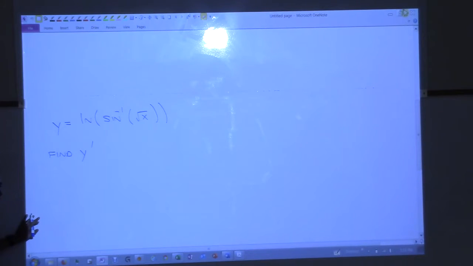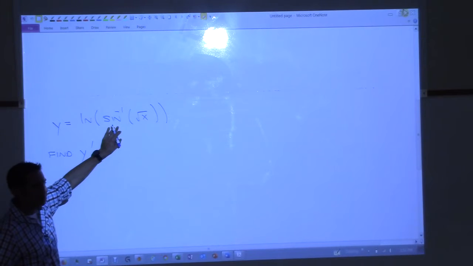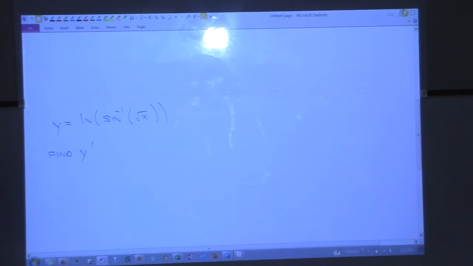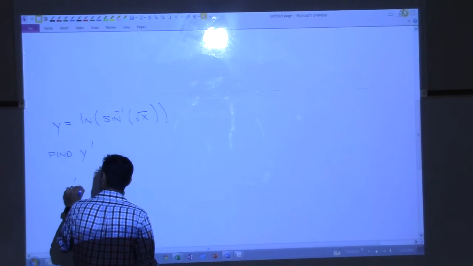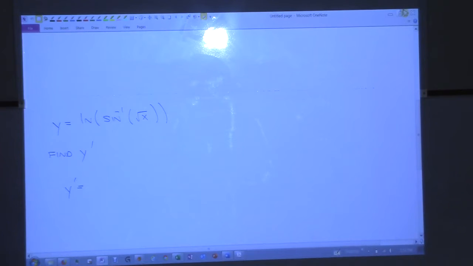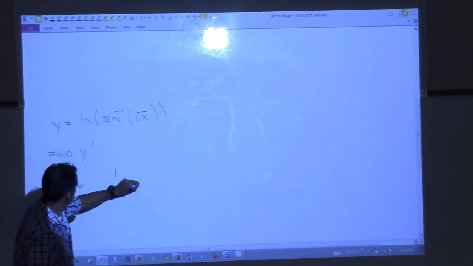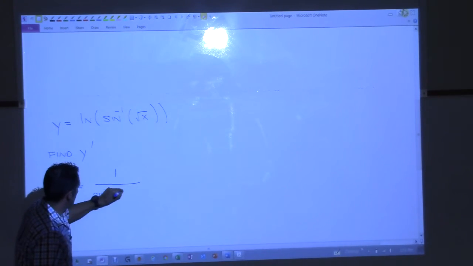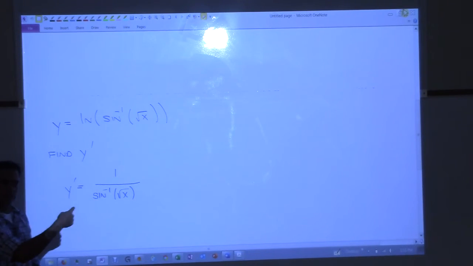Natural log of arc sine of square root of x, right? So we've got composition, so a lot of chain rule here. So when we start this off, we first have to take the derivative of the natural log part. So derivative of natural log of arc sine of root x is going to be 1 over arc sine of root x, right? That's the derivative of the natural log part.